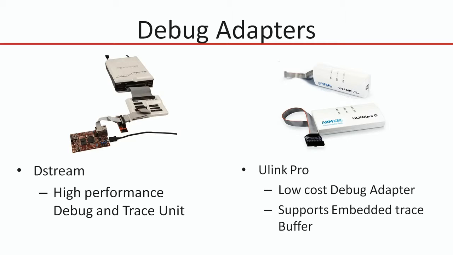For run-of-the-mill day-to-day debugging, we can also use the Keil ULINKpro. This is a lower-cost debug adapter that gives us essentially a run control connection to your debug hardware, and also allows us to connect to and download some of the trace information that's available within these processors as well.